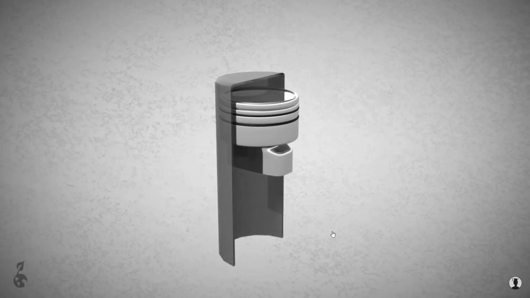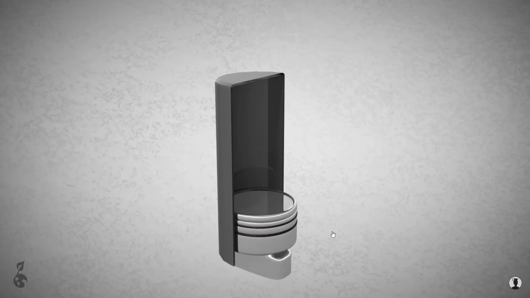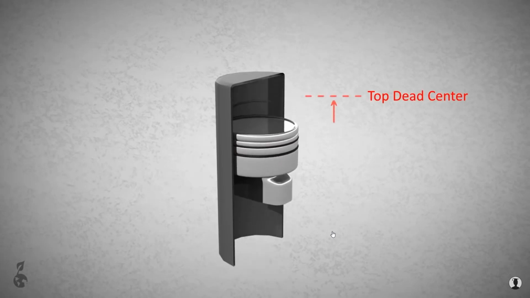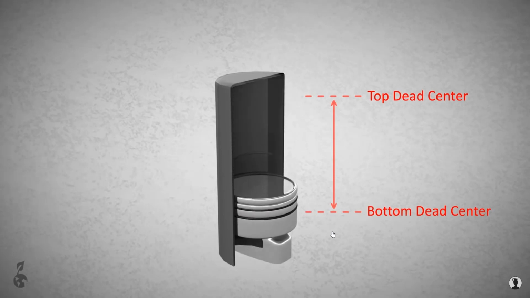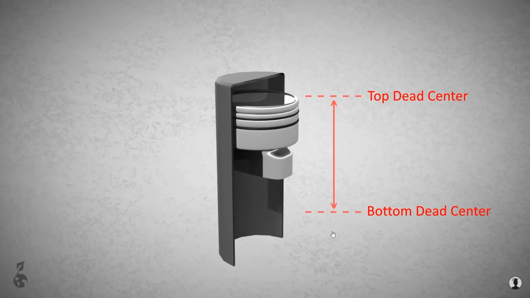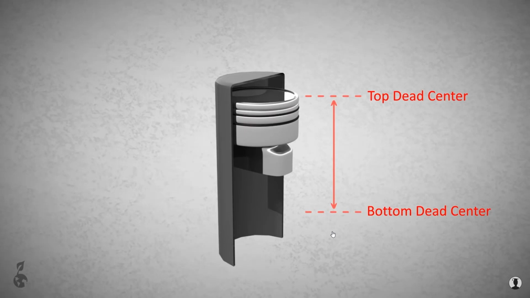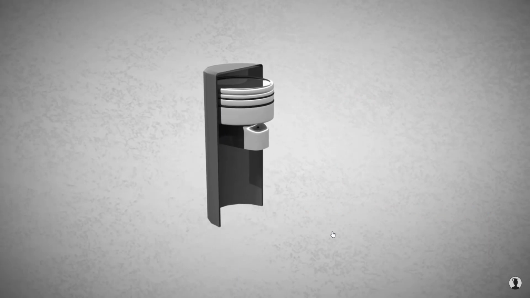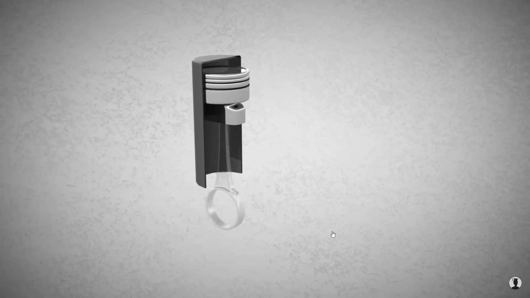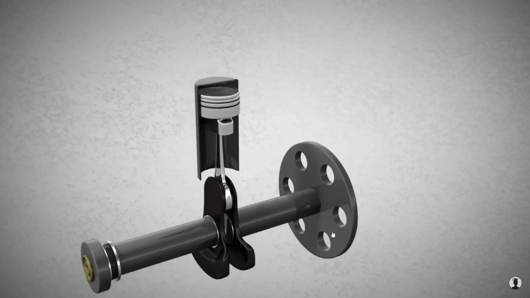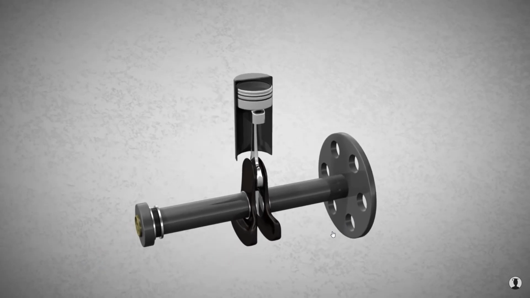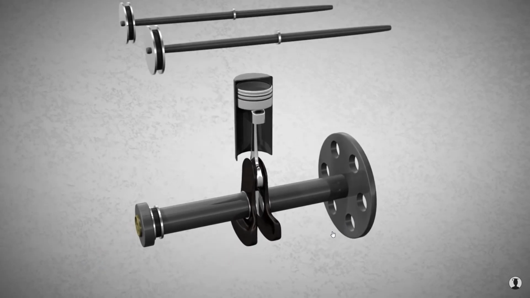This engine is composed of a piston that moves up and down in a cylinder. The highest point the piston can reach is called top dead center. The lowest point it can reach is called bottom dead center. The volume between both points is called engine displacement. The piston is connected to the crankshaft through the connecting rod. The crankshaft transmits the rotational movement to the gearbox and consequently drives the wheels of a car or motorcycle.